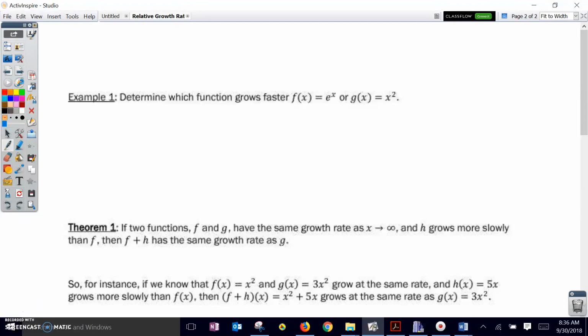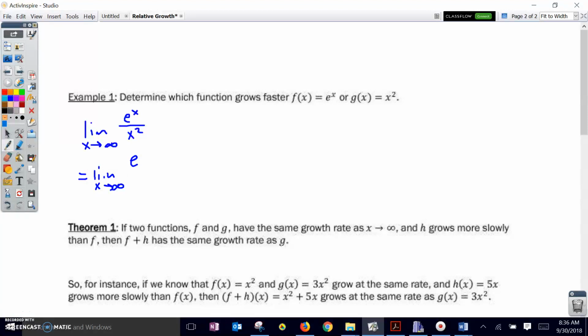Alright, so we want to determine which function grows faster, e to the x or x squared. What we're going to do is take the limit of the ratio of those as x goes to infinity, and then depending on what happens, that'll determine which of these two functions grows faster. When we set this limit up, we have a limit of the form infinity over infinity. So we're going to apply L'Hopital's rule.